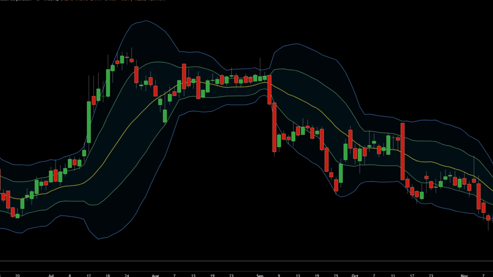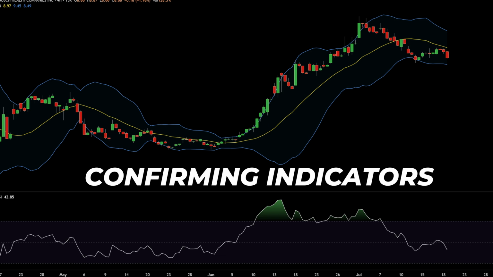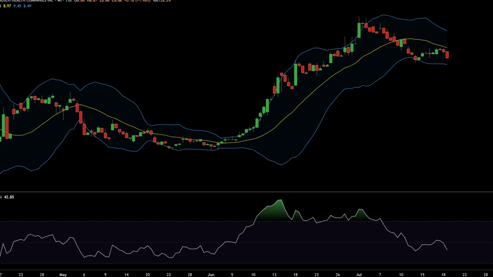Now look, no single indicator should ever be used on its own. Volatility bands like the Bollinger Bands are great, but they become more reliable when you can get confirmation from another tool. And here's a simple checklist to keep in mind.